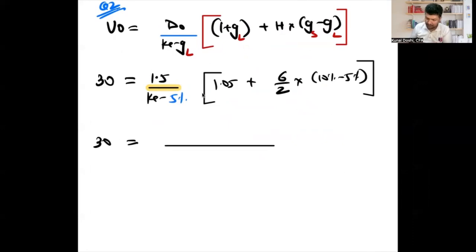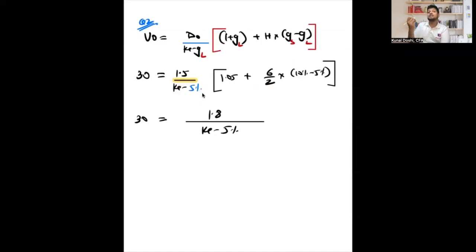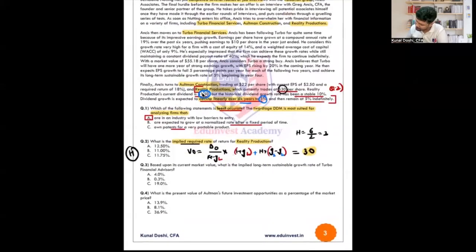Plus 1.05. I get 1.2 into 1.5. This is 1.8. Am I correct? 1.8 into K minus 5%. Now I have three choices. I have to see which of the choices gives me 30. So what are the three choices?